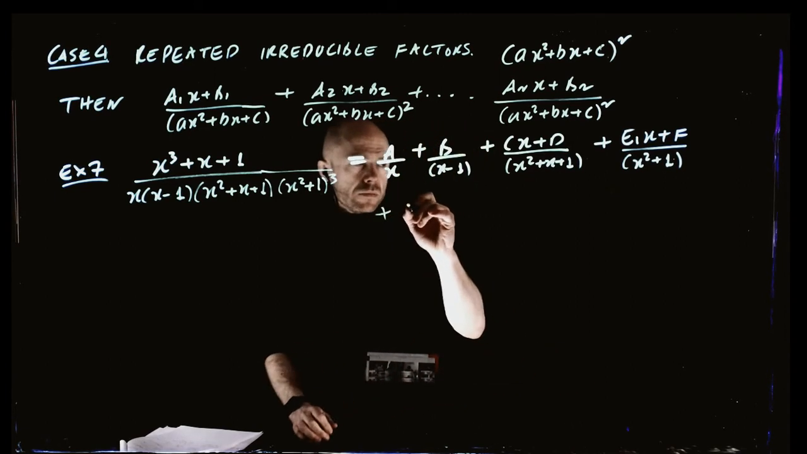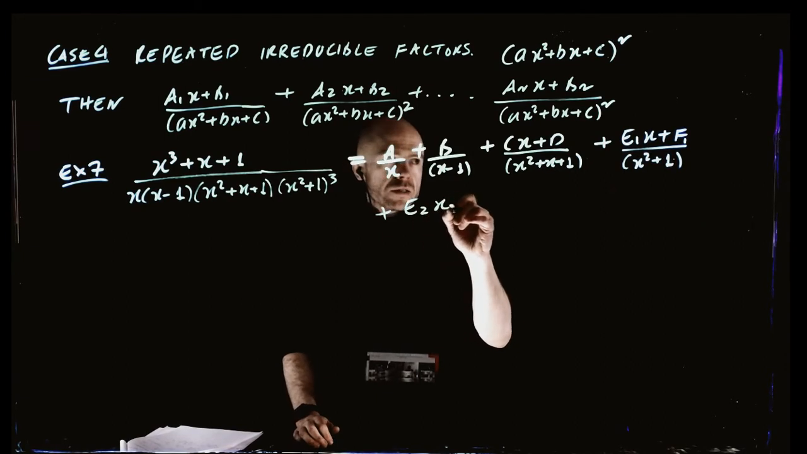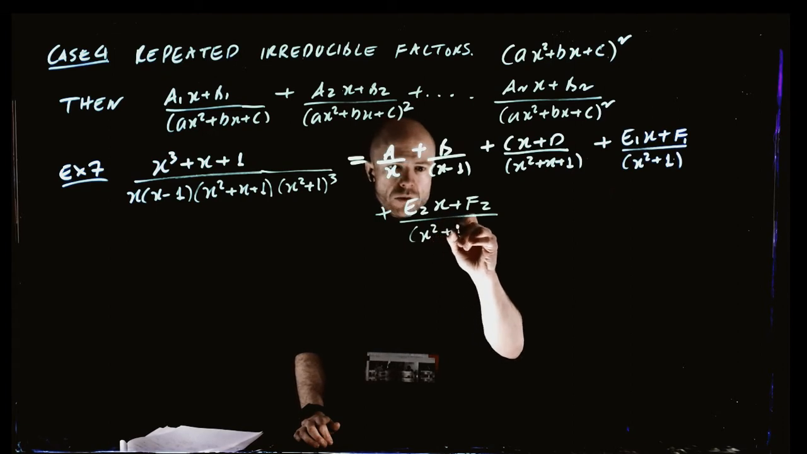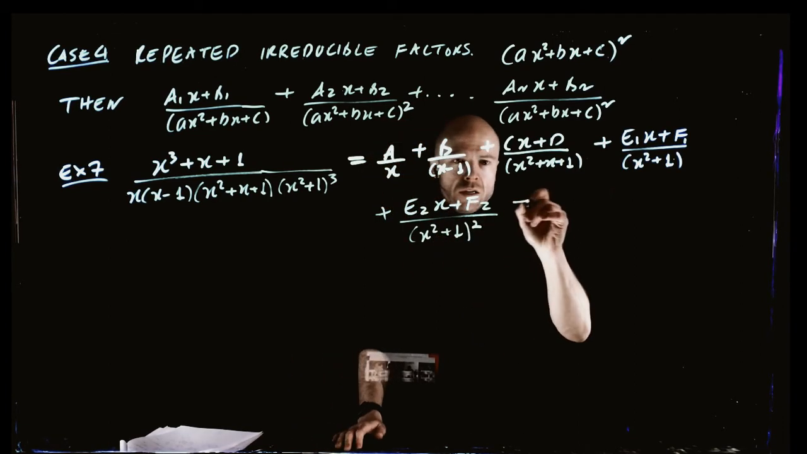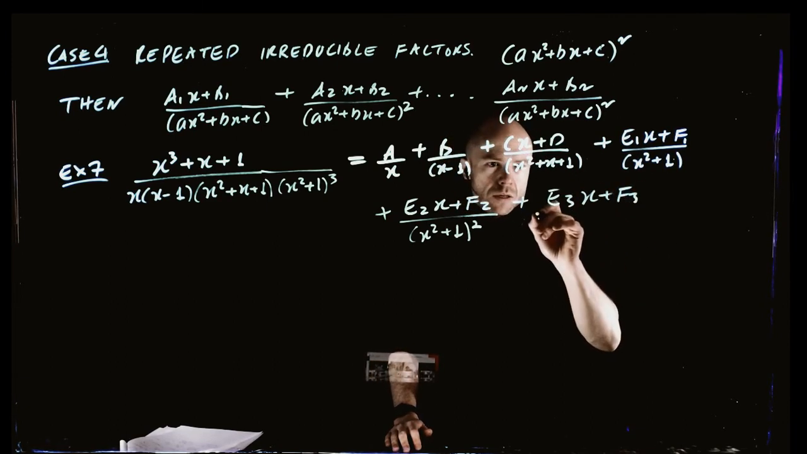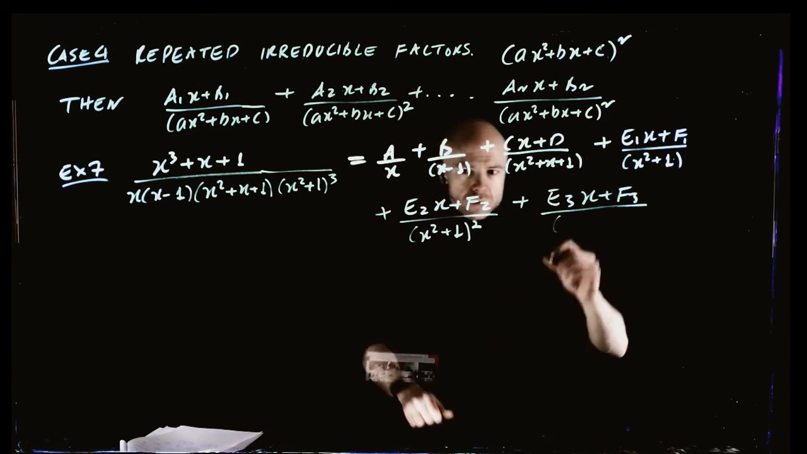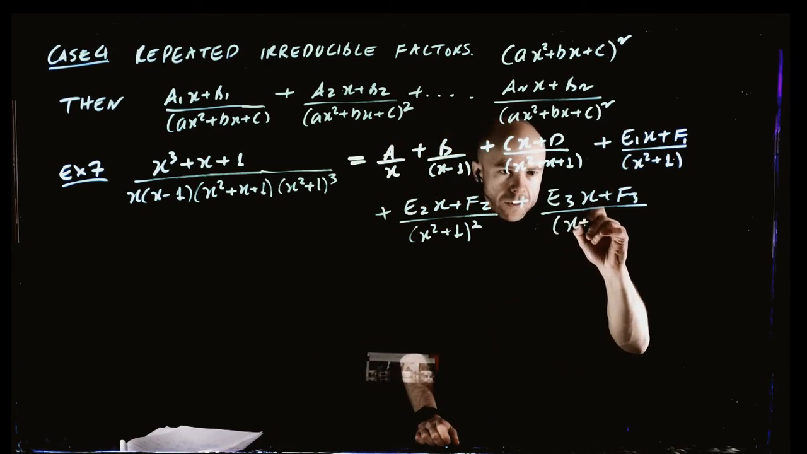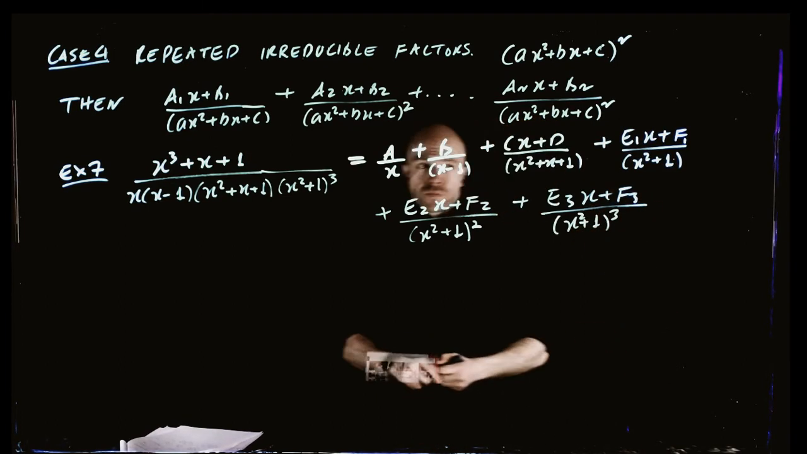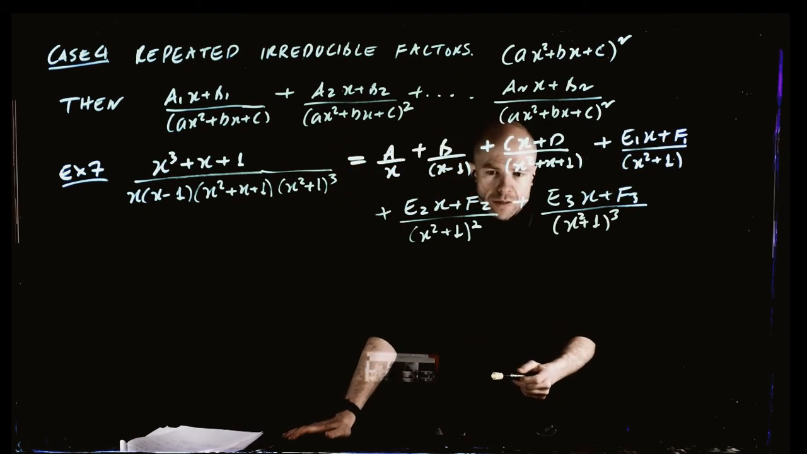Then let's do this with e2x plus f2, and now to the second power, x squared plus 1 squared. And then finally, e3x plus f3 over this thing to the third power, x squared plus 1 to the power 3. And that's it. That's using this form to handle this irreducible quadratic. Okay?